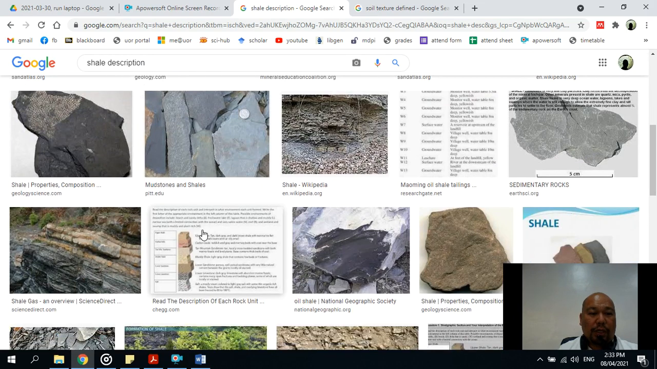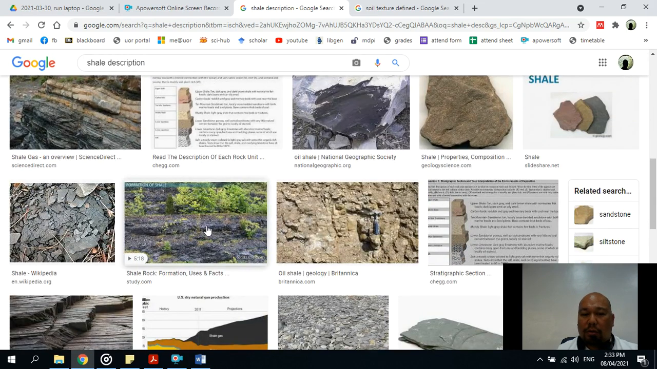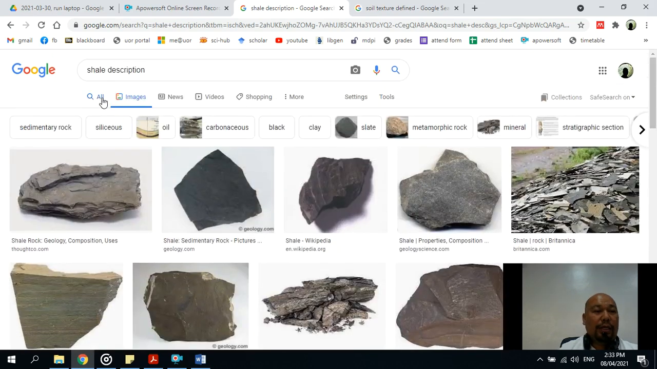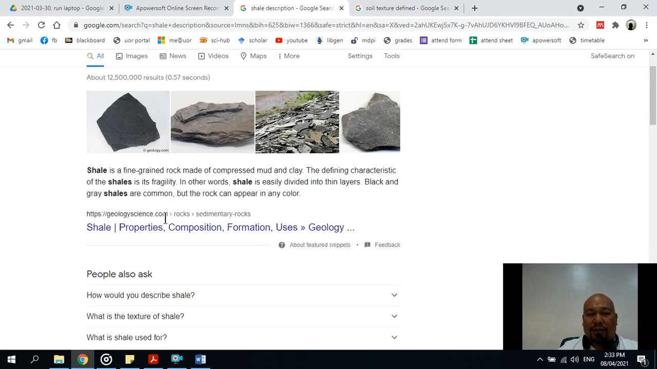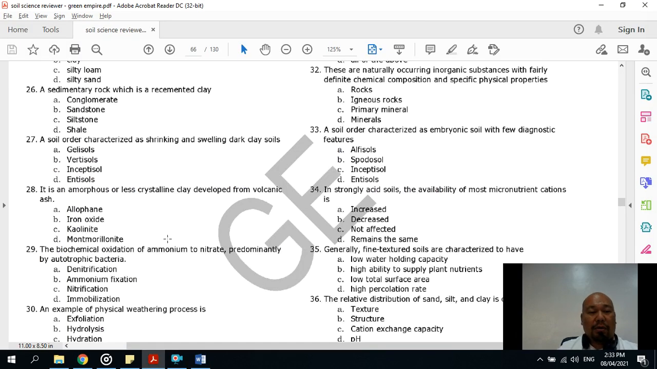Sedimentary rock, ang shale. Dili ta dire sa images, ari ta dire. Fine-grained rock made of compressed mud and clay. Alams na. Okay? Alams na. So, ana ra ta, maro lang ta.